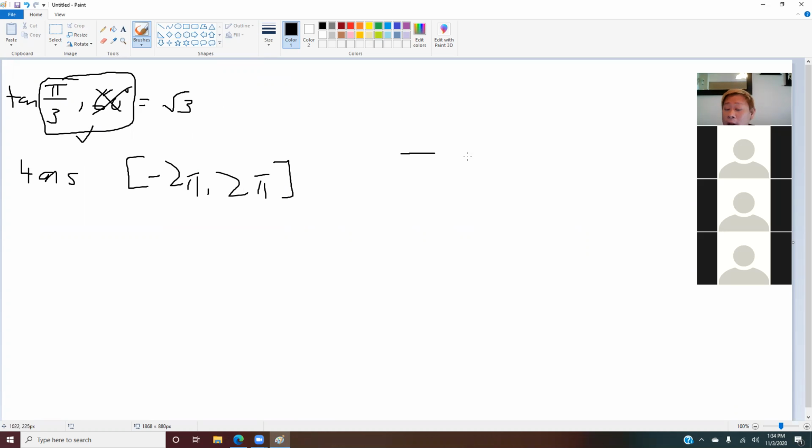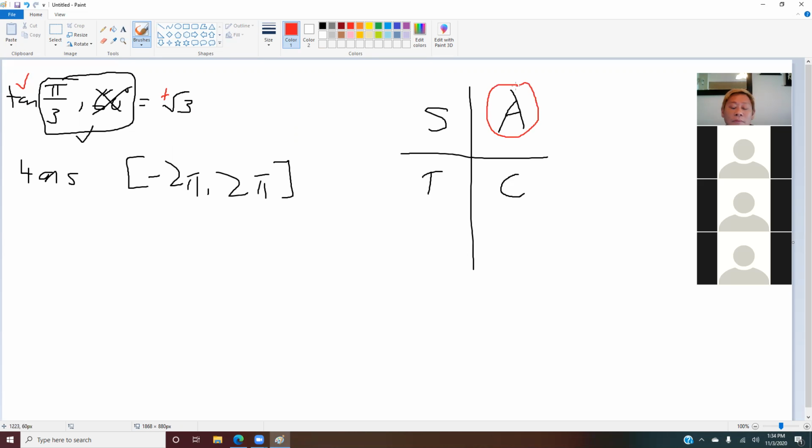Okay, so I want to point out to you guys that again, we're going to use the All Students Take Calculus here. Since this is positive, what quadrant is positive for tangent? Quadrant 1, and quadrant 3. So the pi over 3, which is 60 degrees, is over here. So can you find out what is that in quadrant 3?